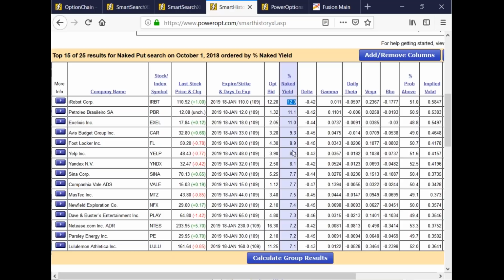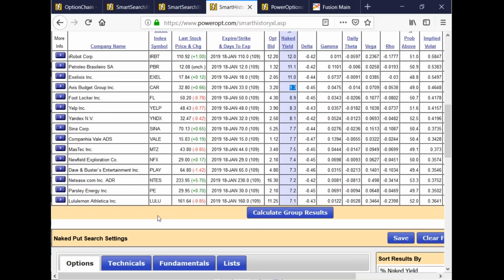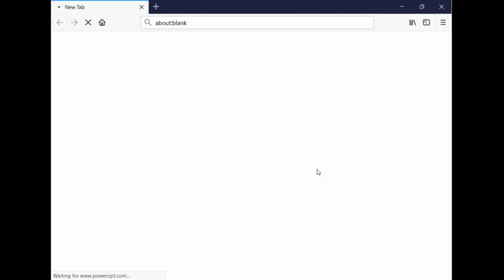Oh, iRobot, 12% naked yield. Petrobras, 11. Avis 9.3. Man, that looks good. It's a good stock. Avis, Foot Locker, look at these stocks. We know most of these. Newfield, Dave & Buster's, not saying they're the best stocks, but we know them. They're known stocks based on that. You're looking for mid to large cap stock and some of that other criteria. We all know what happened in October. Where would we be right now? Because all of these were out to January, 109 days out, right? Closest to that next expiration cycle.